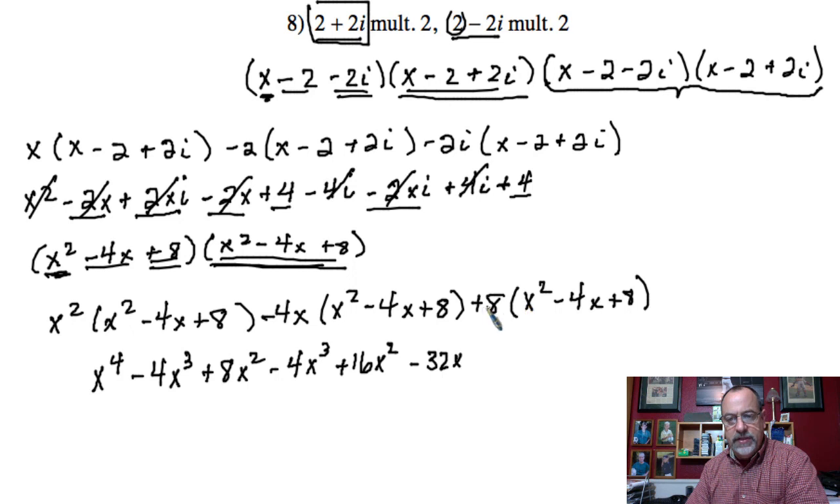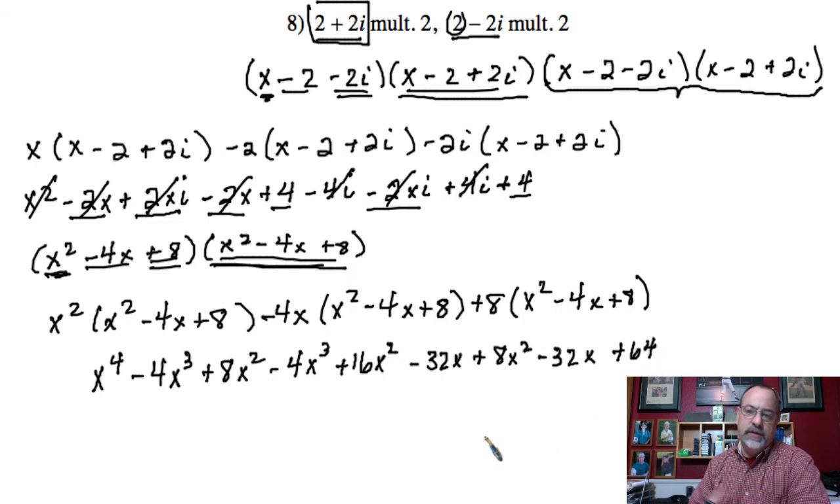And then I have a positive 8 times x squared is positive 8x squared. 8 times negative 4 is negative 32x. And then 8 times 8 is 64. So I've done all my distributing. Now I simply combine like terms.